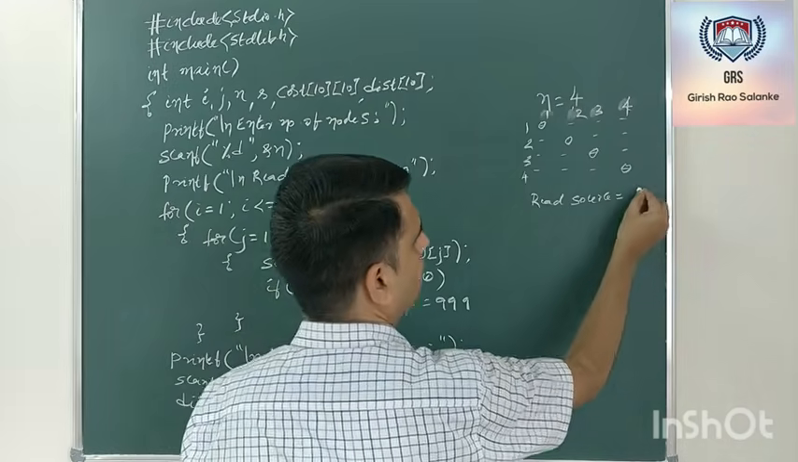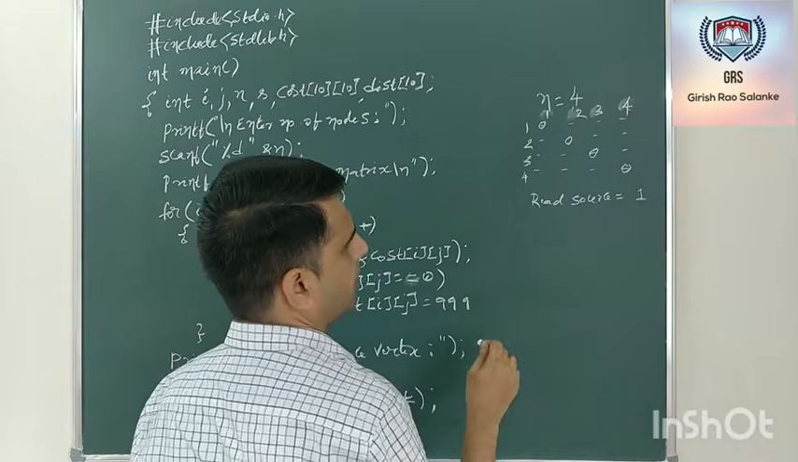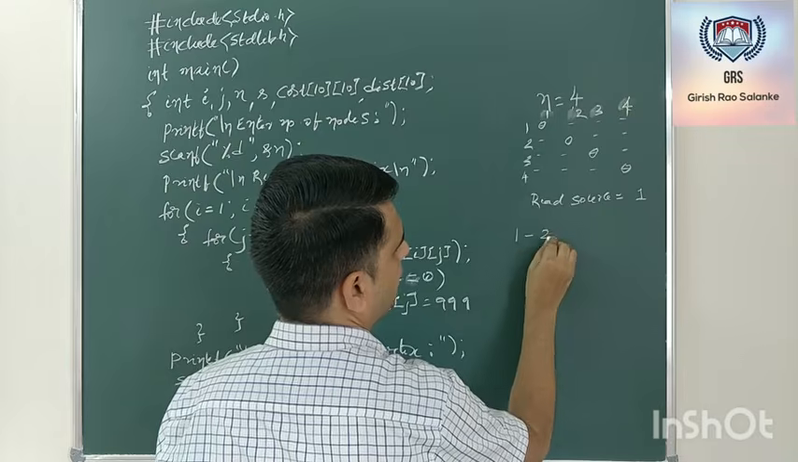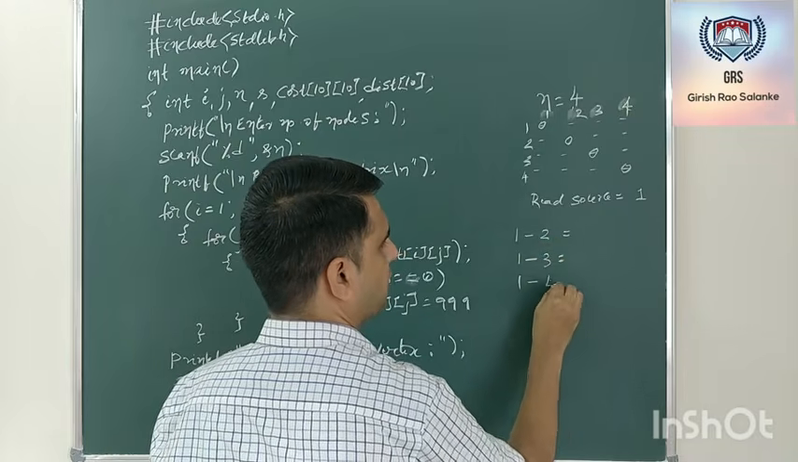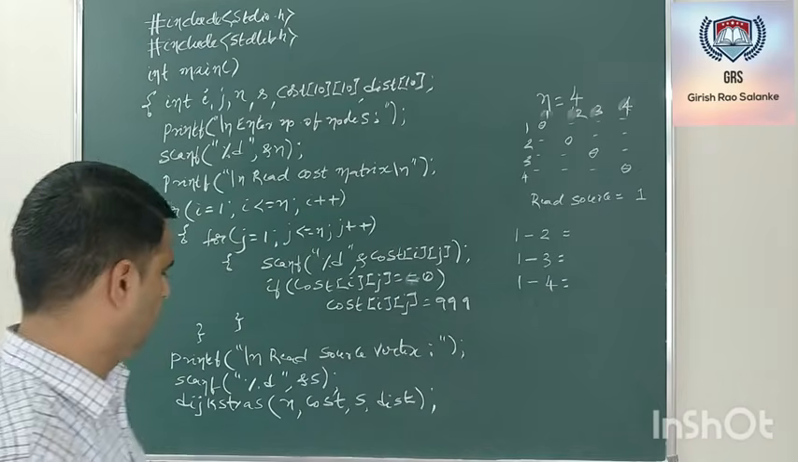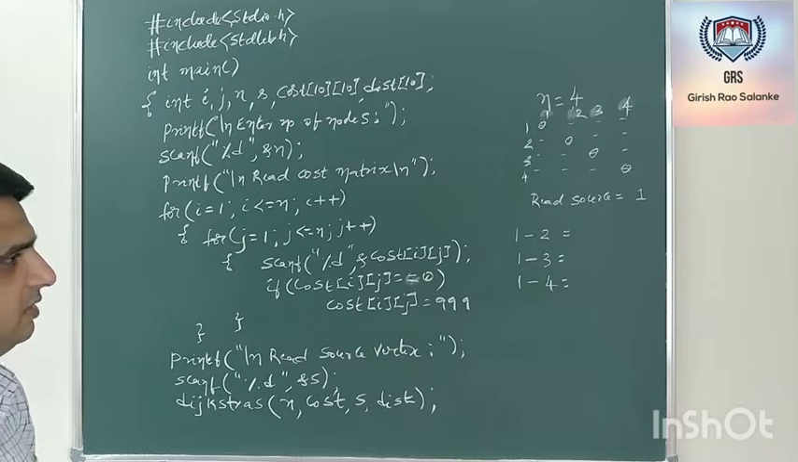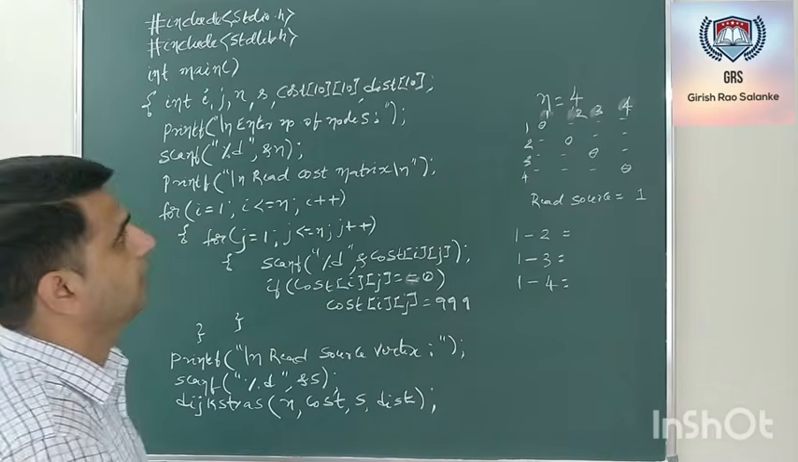Assume that I have taken 1 as my source vertex. Now I need to find what is the shortest distance from 1 to 2, what is the shortest distance from 1 to 3, what is the shortest distance from 1 to 4 and so on. Now I need to print this distance.